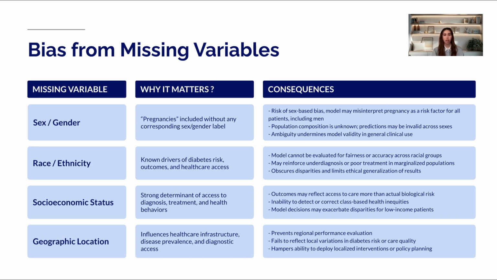For example, if race or ethnicity isn't included, we can't assess whether the model underperforms for historically marginalized communities or whether it's reinforcing diagnostic patterns that already reflect systemic inequities in care. It also limits how we interpret the predictions themselves. In the absence of these variables, a lower risk score might say less about the patient's actual condition and more about the healthcare they had access to.